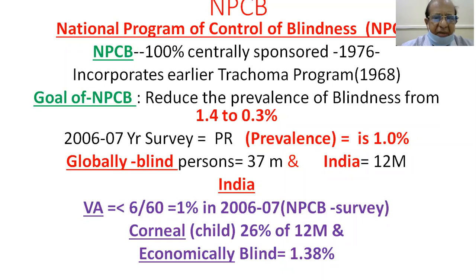Globally, blind persons are 37 million. In India, blind persons are 12 million, as per the definition of blindness, visual acuity less than 6/60. It was 1% in the 2006-07 NPCB survey. Out of this, corneal problems are 26% of the 12 million, and economically blind is 1.38%. So we should concentrate on child problems very much.